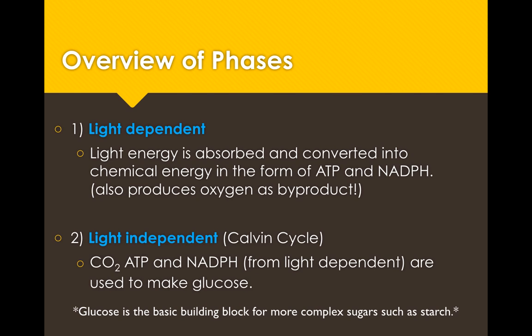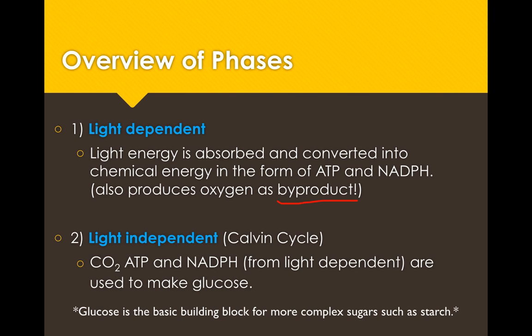There are two phases of photosynthesis. We call one light-dependent. This is where light energy is absorbed and converted into chemical energy. The two types of chemical energy are ATP and NADPH. In this light-dependent phase, oxygen is produced. It's not the main thing that's produced for photosynthesis to occur, but it is what's called a byproduct. And so what that means is it's something that's produced just by the off chance, which happens to be very valuable to us as we breathe that oxygen.